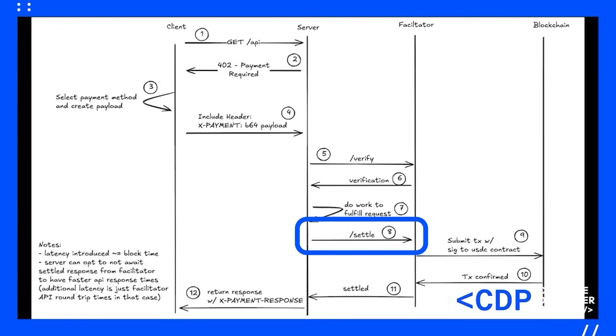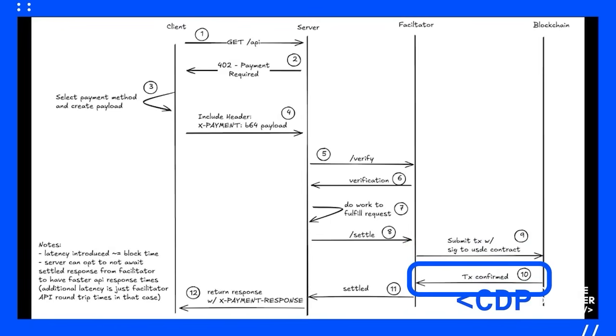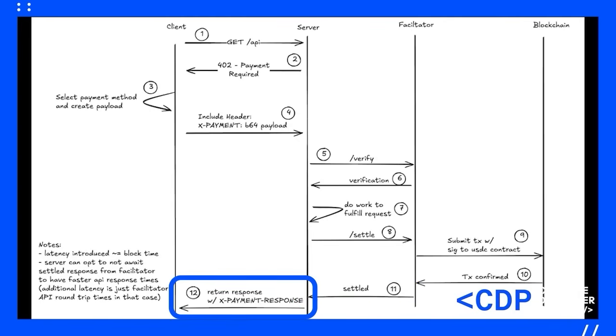And then it'll call settle on the facilitator. And the facilitator will then submit the transaction to the blockchain. The logic here depends on the token and the blockchain. And then once the transaction is confirmed, it'll tell the server, yep, you have received the funds, you're safe to return to the client. And the server returns to the client the same way it normally would, but with an additional header, X-PAYMENT-RESPONSE, that contains the details of the transaction for the client's record keeping.